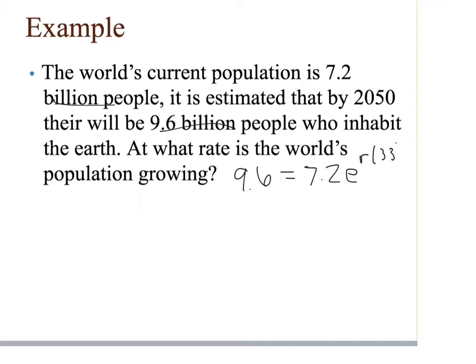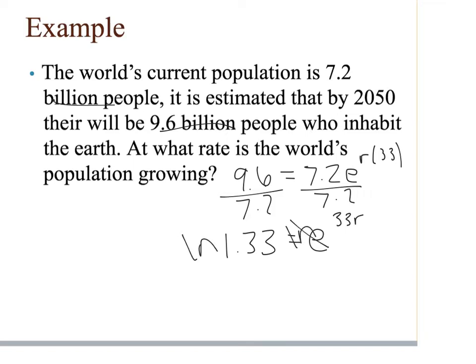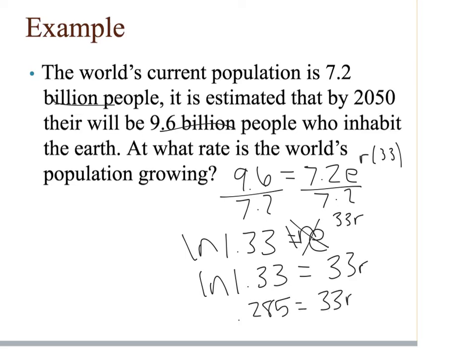And I get 33 years. Just like last time, I'm going to divide by 7.2 on both sides: 9.6 divided by 7.2 is 1.33. So 1.33 equals e to the 33r. Then I'm going to take the ln of both sides, and the ln is going to cancel with that e, so I get the ln of 1.33 equals 33r. What is the ln of 1.33? My calculator tells me it is 0.285.